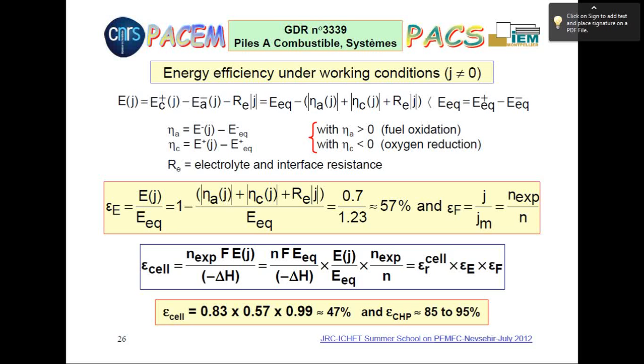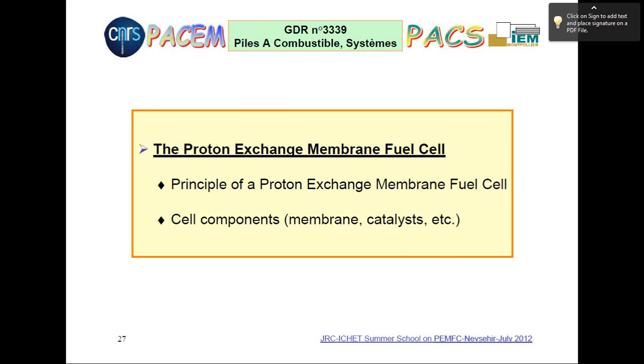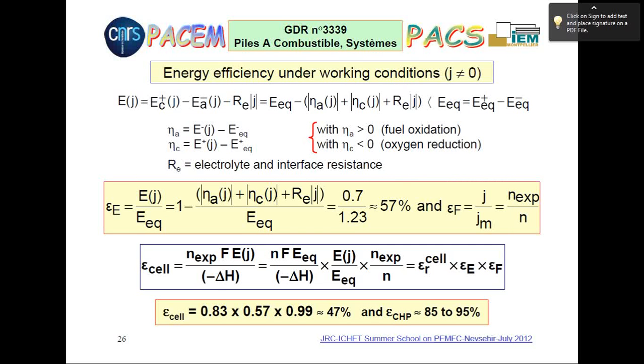Let me give you an example. For hydrogen, it's very easy. Hydrogen gives you 2 protons, 2 electrons, the number of Faraday is 2, the experimental number of Faraday is 2, the theoretical number of Faraday is 2. So this figure is nearly 100%. So you see here the figure 100%.